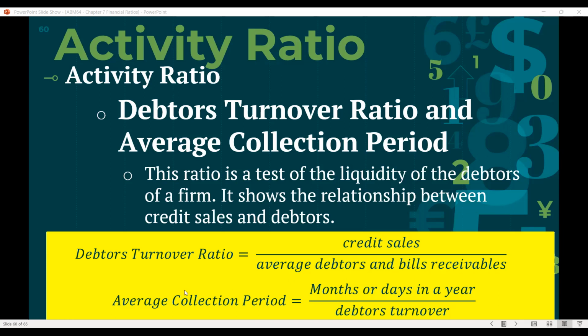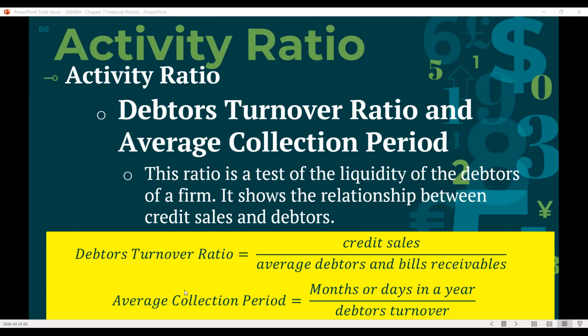Next is average collection period. So this would be based on the average collection period. How many months or days in a year do they take to pay? Let's say for example, consistent every month, or consistent every 15th and 30th, or mostly monthly. So how consistent are they when it comes to payment?